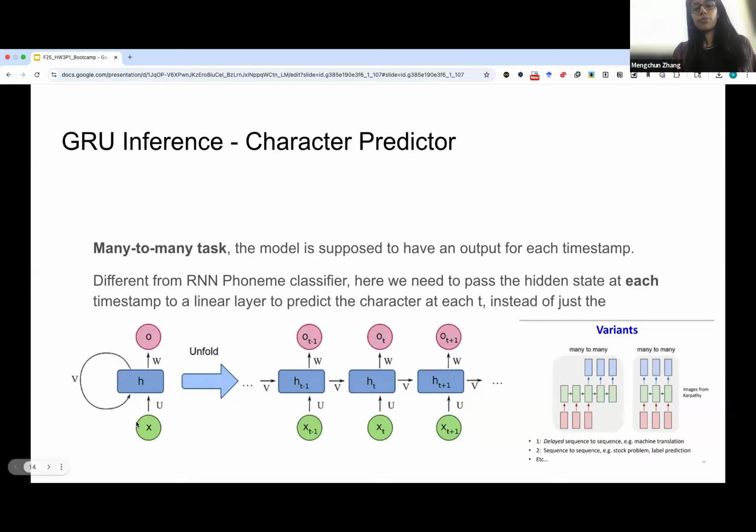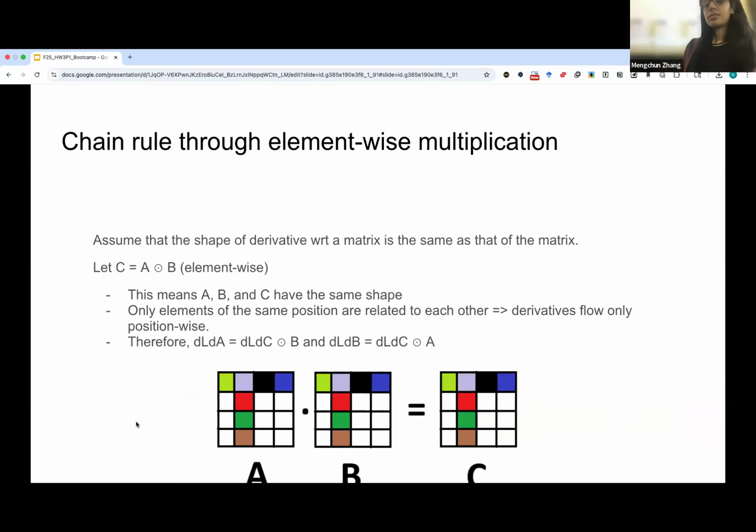So overall in this homework, you would be implementing backpropagation for RNN cells, backpropagation through time for RNN classifiers, and for GRUs, where you would be using gating and the chain rule for gated networks.